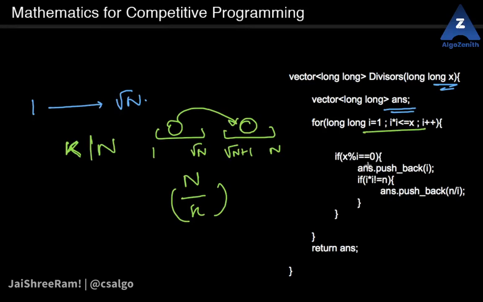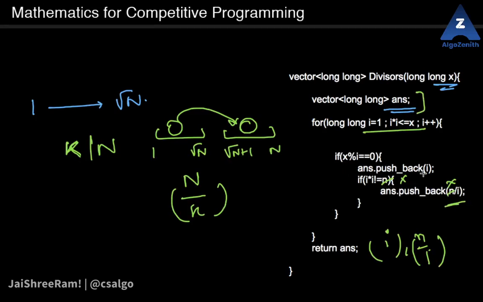As soon as x mod i is equal to 0, we push i, and if i square is not equal to x, then i and x by i are two different numbers. That means we also need to insert x by i in the solution space that we are creating. Make sense?